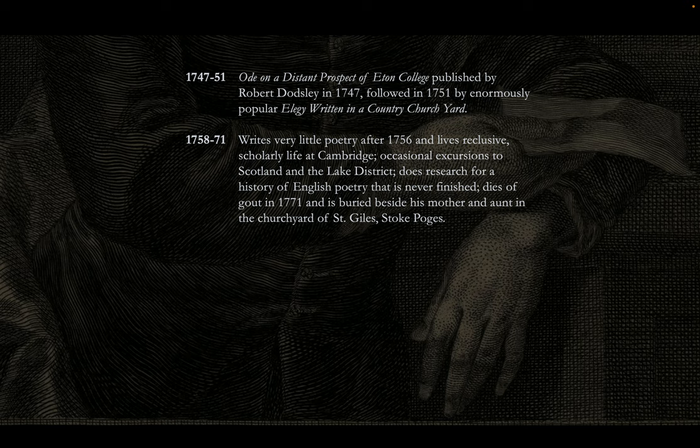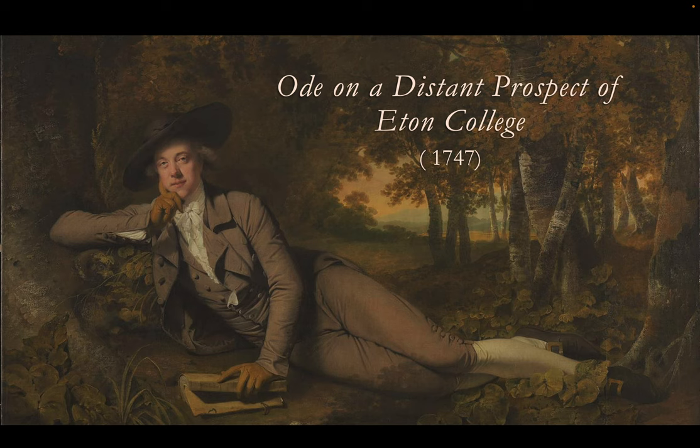He lives the rest of his life as a recluse and a scholar at Cambridge. He makes occasional excursions to Scotland and the Lake District in the north of England. He does some research for a history of English poetry that he never finishes, and dies of gout in 1771, and is buried beside his mother and his aunt in the churchyard of St. Giles in Stoke Poges. And we'll talk more about that in a moment.